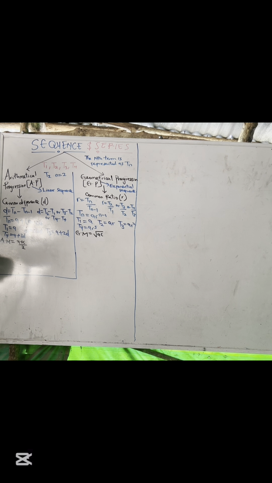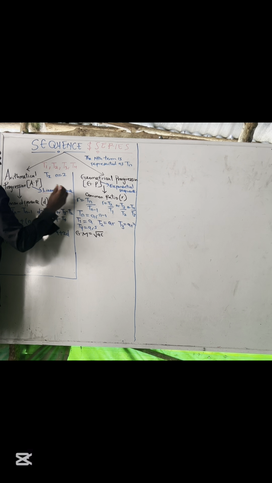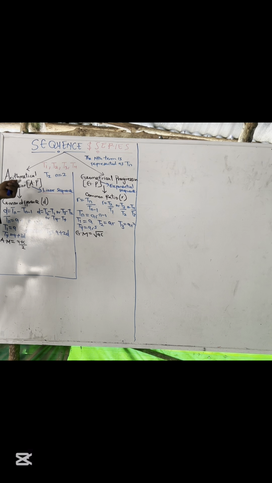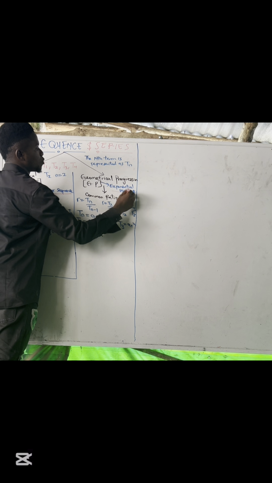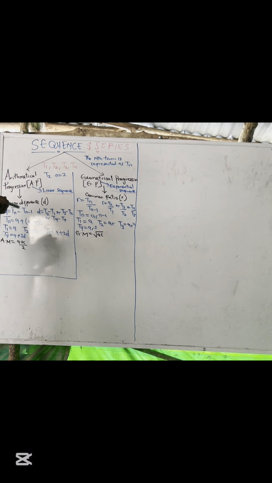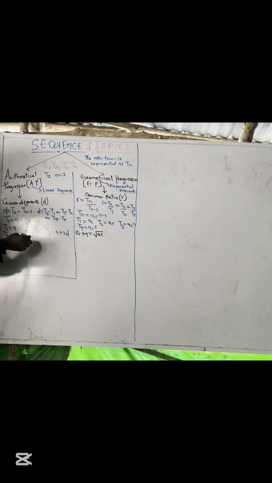So before I move on, you have to know that there is another name for arithmetical progression. We call it linear sequence. So this simply means that arithmetical progression is referred to as what? Linear sequence. But for geometrical progression, we call it exponential sequence. So geometrical progression is referred to as what? Exponential sequence.